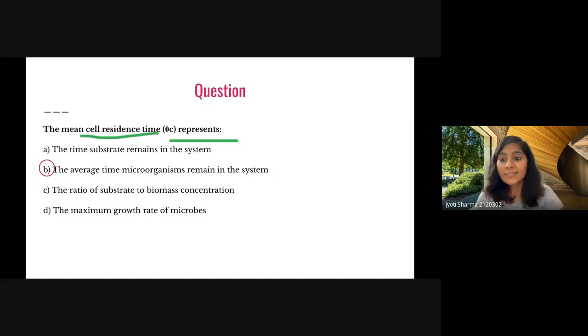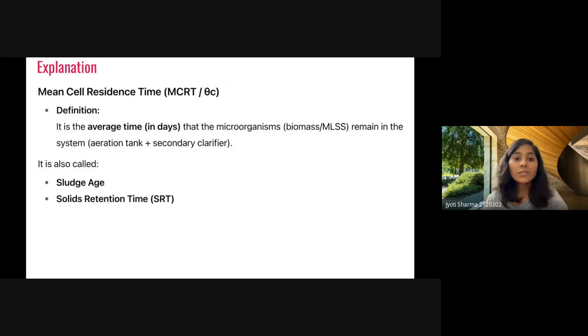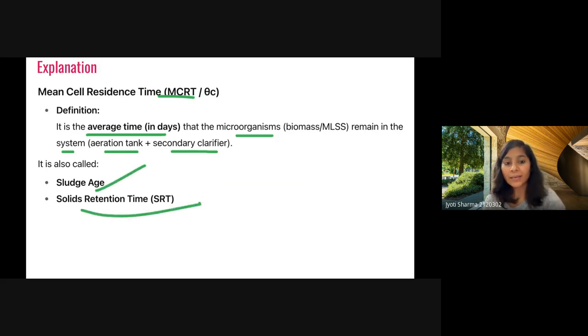So mean cell residence time is how much time the microorganism is living in the aeration tank. Okay, so that is also important for us. So this will be the average time microorganisms remain in the system. This is also known as MCRT, and this is the average time the microorganism remains in the system, either in the aeration tank or in the secondary clarifier. This is also known as sludge age and solid retention time, SRT.